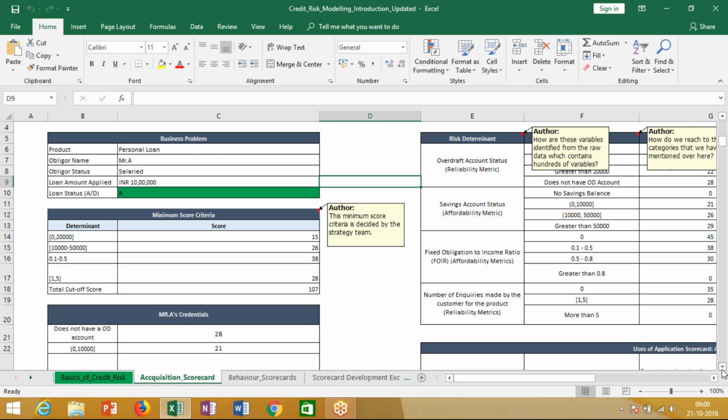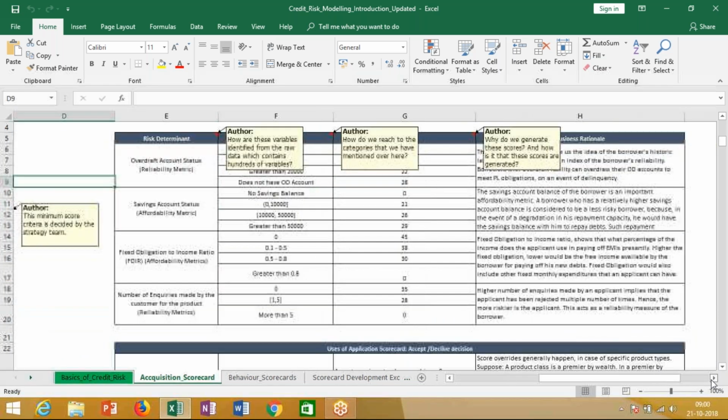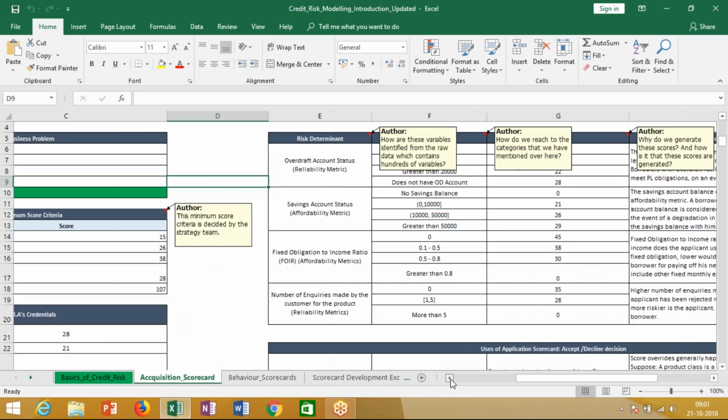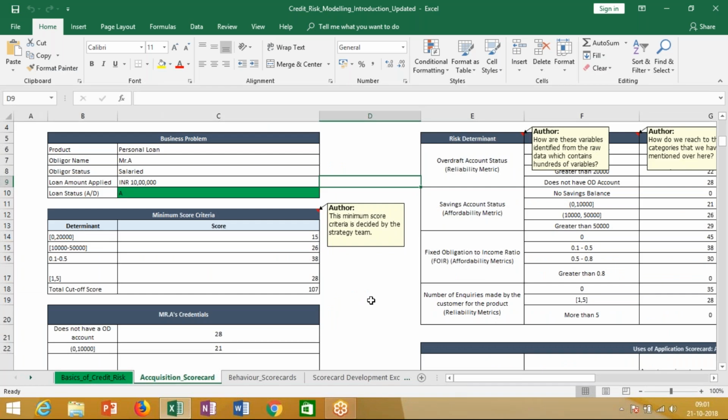So we have seen that we created an application scorecard, a dummy application scorecard, where we had listed out certain risk determinants. For each risk determinant, we had created categories, and to each category we had assigned scores. Based on that we had a minimum cutoff score, and if the observed application score of this particular borrower was greater than the cutoff score, this borrower would be given the loan, right? We had talked about something called overrides and all these things in the last class. So let's just walk through this again.